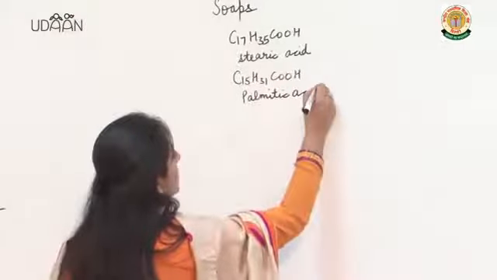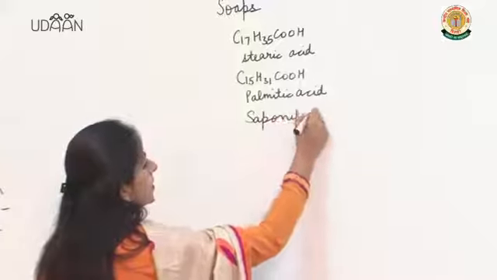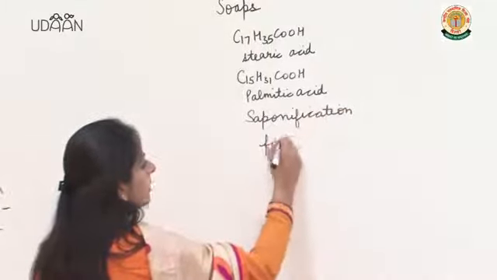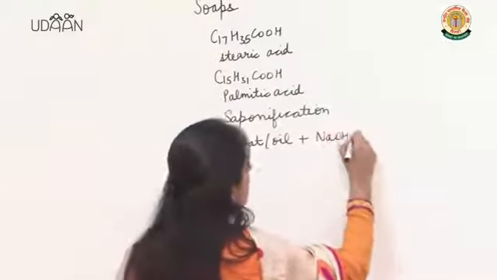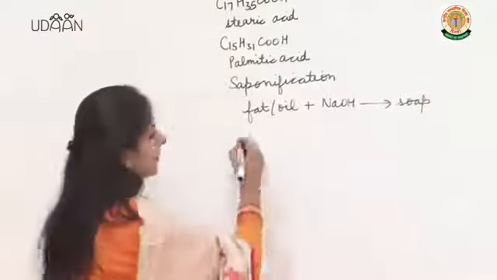Now how is soap formed? It is formed by saponification. Now what is saponification? When we treat fat or oil with NaOH, we get soap. This reaction is known as saponification.